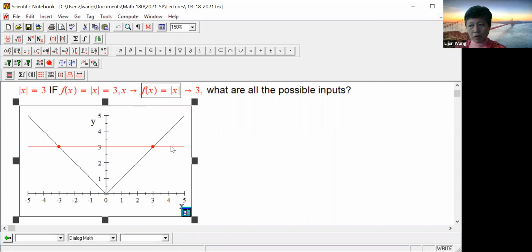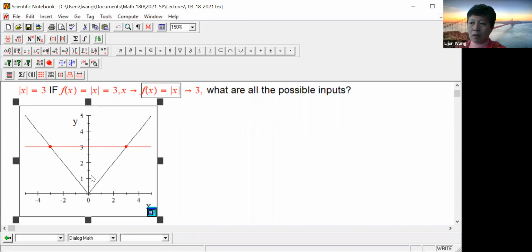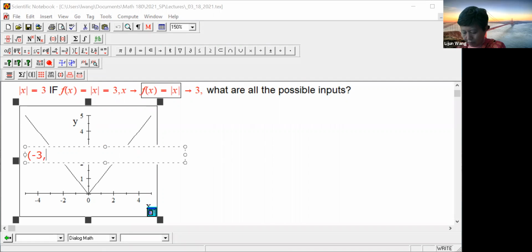So the function interpretation basically says, if the output is 3, we have a horizontal line, because at this level the output is 3. And these 2 points: this one is 3, 3, and this other one is -3, 3.